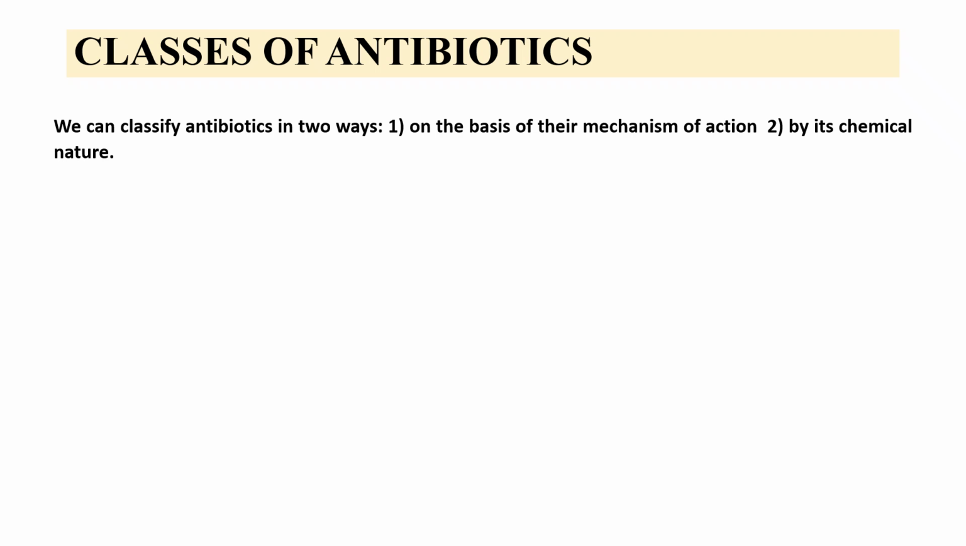We can classify antibiotics in two ways. Number one, on the basis of their mechanism of action, and number two, by their chemical nature. The first category of antibiotics is classified or grouped according to how they act on the organism. Sometimes they act on the cell wall, sometimes at the level of the cell membrane, and they can even act at or inhibit certain fundamental functions inside the cell. So let us see the groups of antibiotics which come under this category.